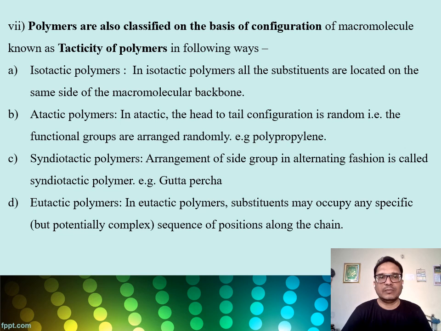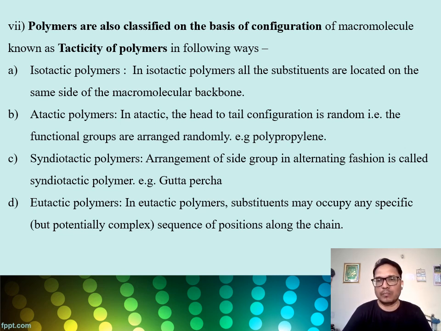Based on the configuration of the polymers, they can be classified as isotactic polymers, atactic polymers, syndiotactic polymers, or eutactic polymers. The tacticity of the polymer is nothing but the configuration of the macromolecules in a polymer. In isotactic polymers, all the substituents are located on the same side of the molecular backbone. Whereas in atactic molecules, the head to tail configuration is random.